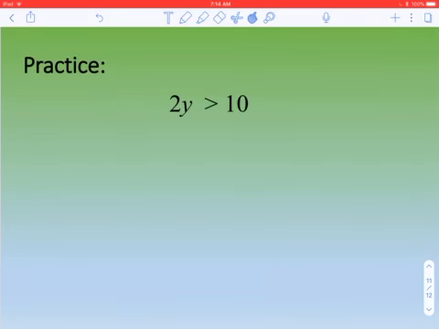Then our next problem, we have 2y is greater than 10. Because it's multiplication, we are going to divide both sides by 2. We divided by a positive, so we end up with y is greater than 5.